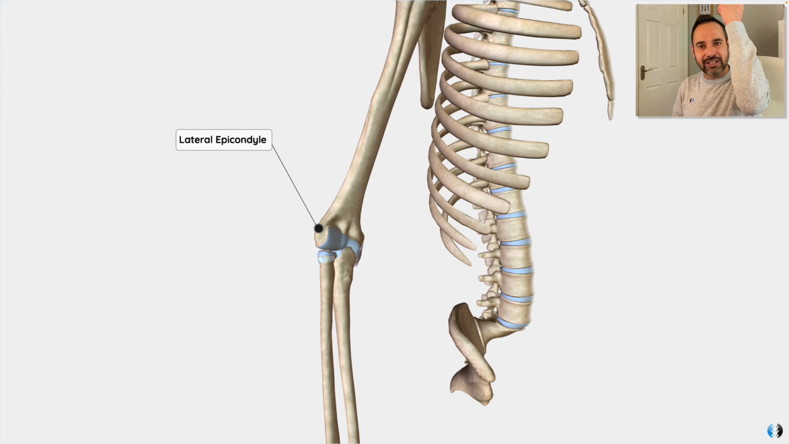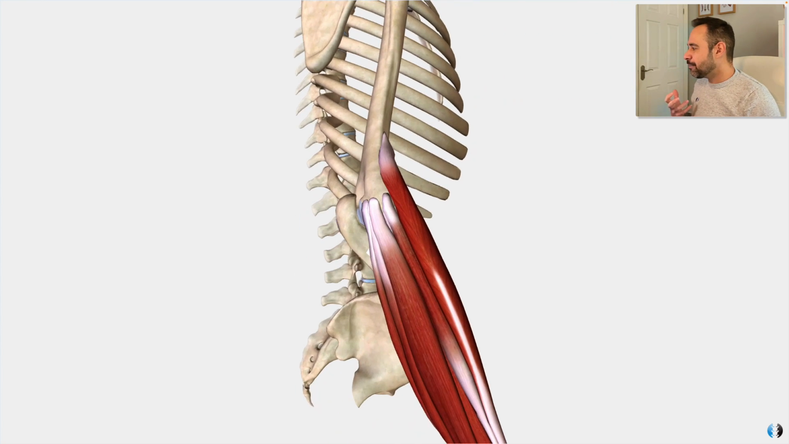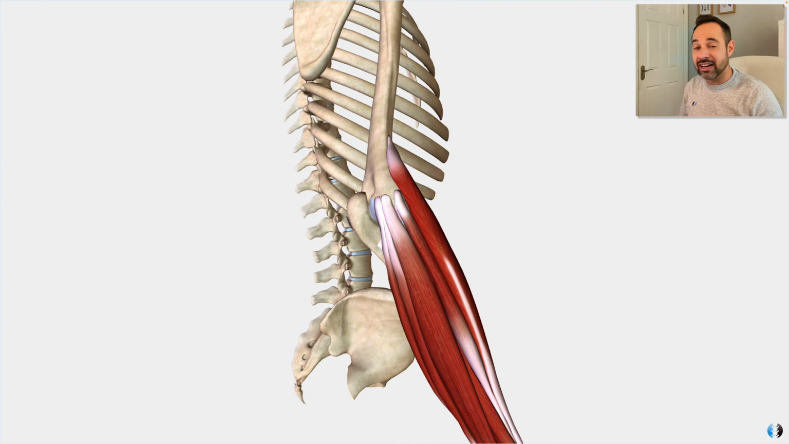And if you place your arm up in front of you with the palm of your hand facing you, you should be able to feel a really clear bony ridge on the outside of your elbow. And that is your lateral epicondyle. And here we can see some of the key muscles that insert into and around that area. And they are chiefly going to be the wrist extensors of the forearm.